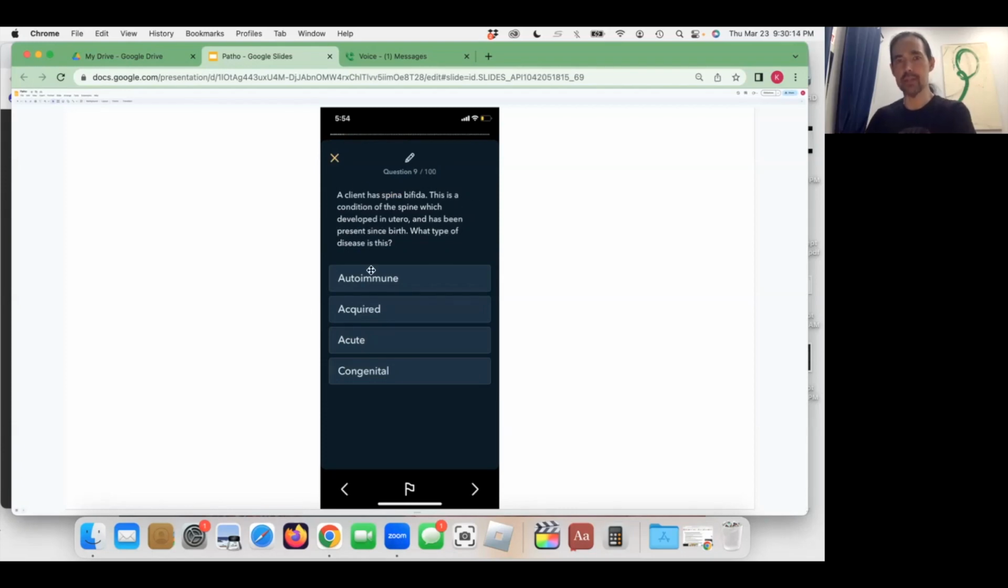A client has spina bifida. This is a condition of the spine which develops in utero. Where's in utero? In the uterus while someone is a fetus, and it has been present since birth. What type of disease is this? Autoimmune, acquired, acute, or congenital?